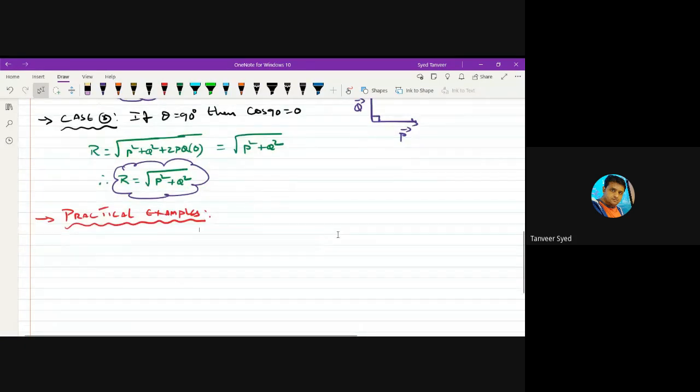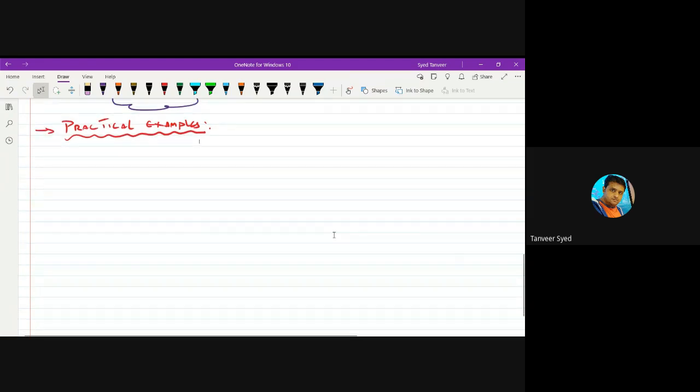Parallelogram law simply says if two vectors are acting on a body, the resultant will be the diagonal of the parallelogram formed by the two vectors.